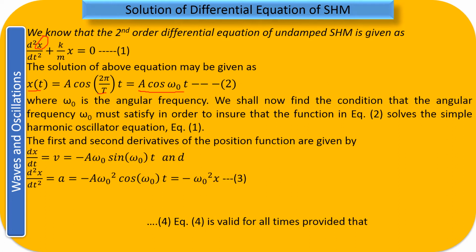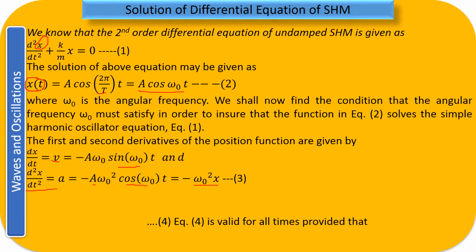Now let us take the first derivative of equation number 2. The first derivative will give me the velocity. So dx upon dt is equal to minus a omega naught sine omega naught t. This is your velocity, and if I take the second order derivative, it is going to give us the acceleration. The value of the acceleration is minus a omega naught square cos omega naught t, and a cos omega naught t, you see in equation number 2, is equal to x. So this is equal to minus omega naught square x.